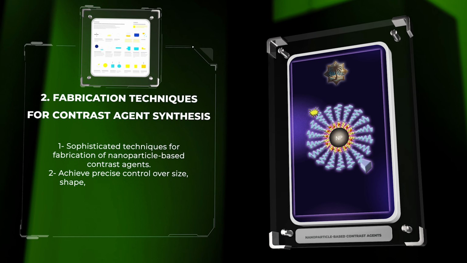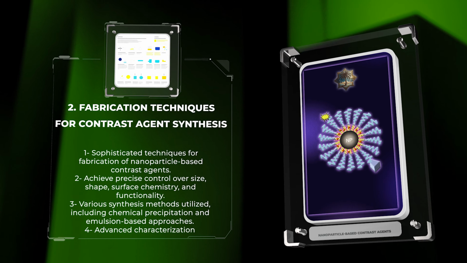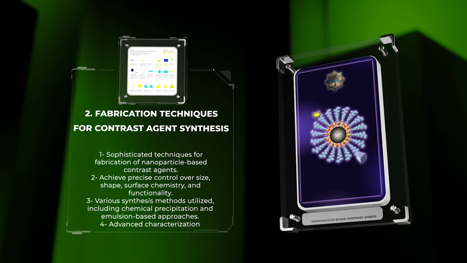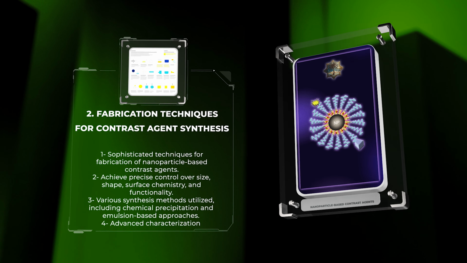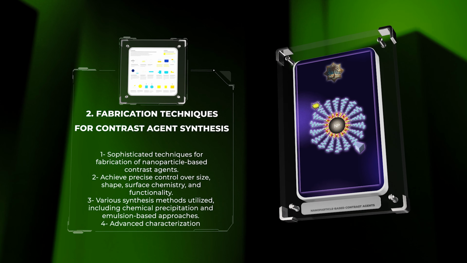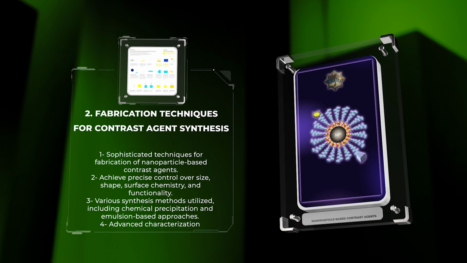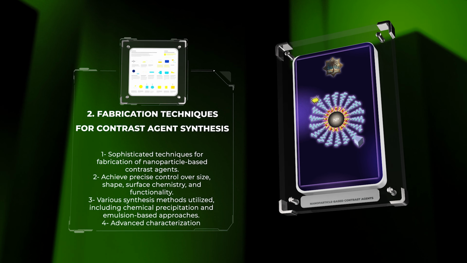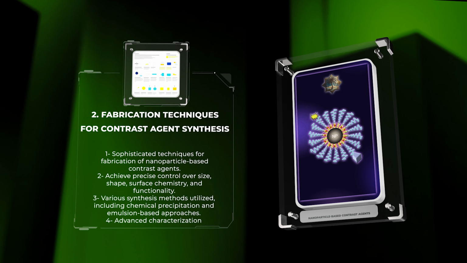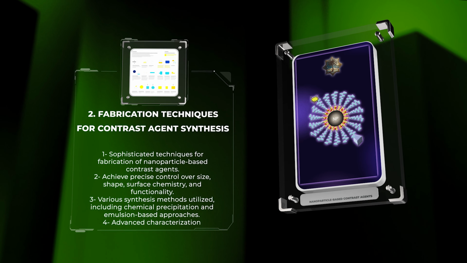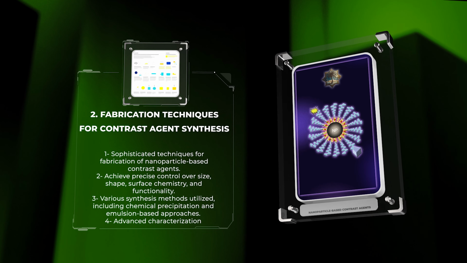The fabrication of nanoparticle-based contrast agents involves sophisticated techniques tailored to achieve precise control over their size, shape, surface chemistry, and functionality. Various synthesis methods, including chemical precipitation, emulsion-based approaches, and template-assisted fabrication, are utilized to produce nanoparticles with desired properties. Additionally, researchers employ advanced characterization techniques such as transmission electron microscopy, dynamic light scattering, and X-ray diffraction to analyze the physical, chemical, and structural characteristics of the nanoparticles.